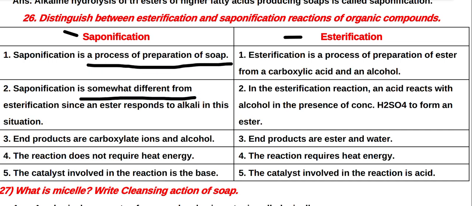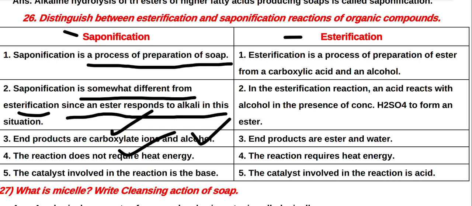Saponification is somewhat different from esterification since an ester responds to alkali in this situation. End products are carboxylate ions and alcohol. Reaction does not require heat energy. The catalyst involved in this reaction is the base.